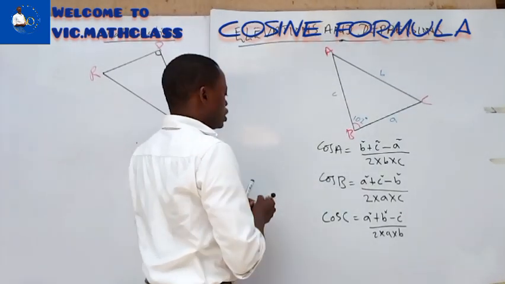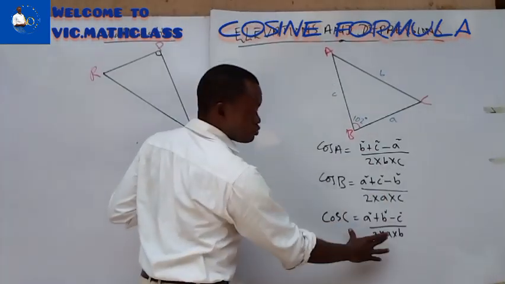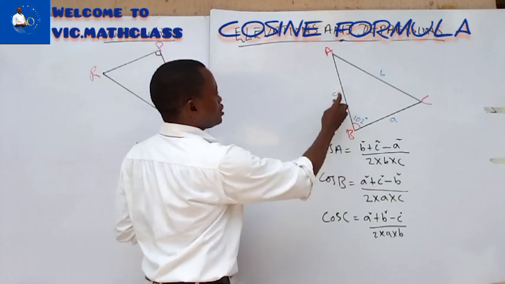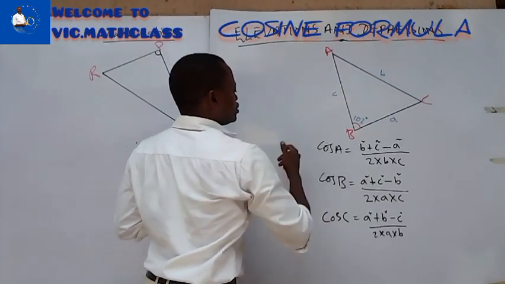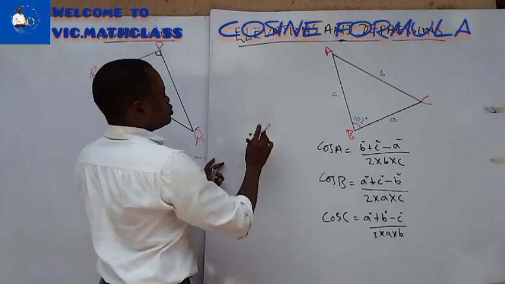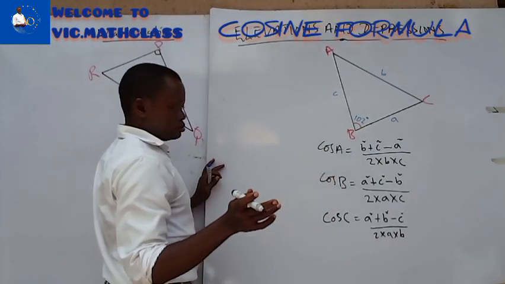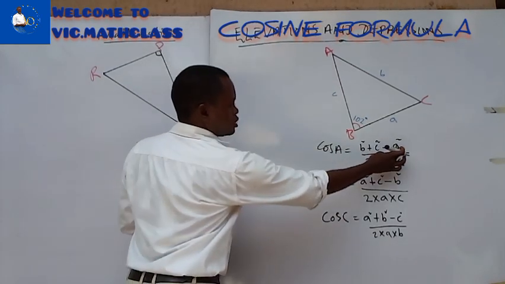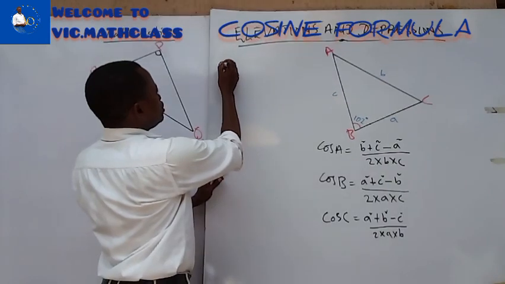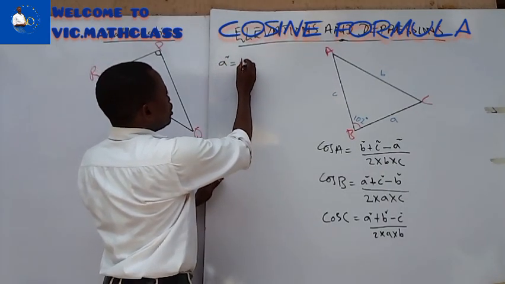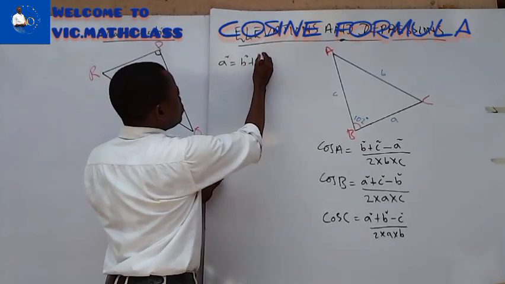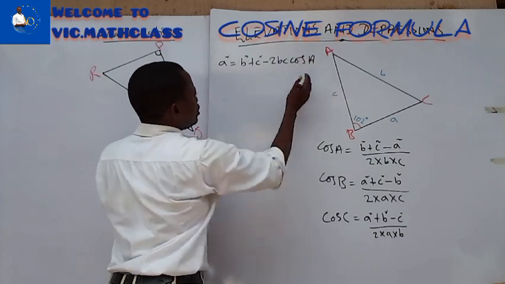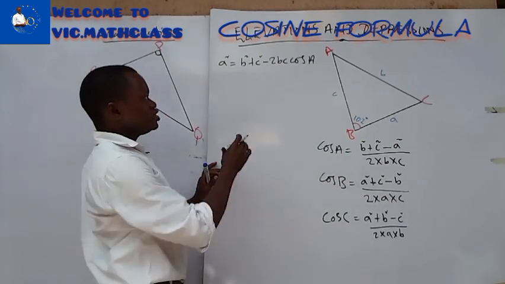Now, that is for the angles. Assuming you want to calculate the side size, the formulas are there. So we can start with this. Recall that if you cross multiply this and make this the subject, you are going to obtain something like this: A squared equals b squared plus c squared, then minus 2bc cos capital A. That is what you obtain. Did you see how I was able to write it?